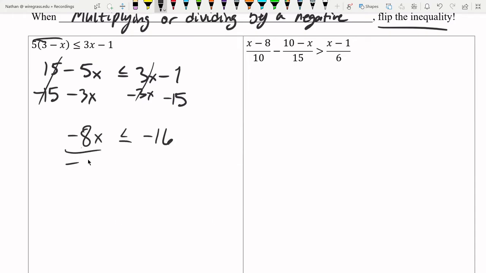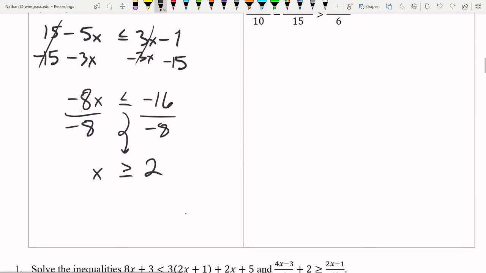And here I can divide by negative 8. I'm dividing by a negative, so we need to flip the inequality. And I get x greater than or equal to 2. Now, in addition to this solution, we can also graph it.